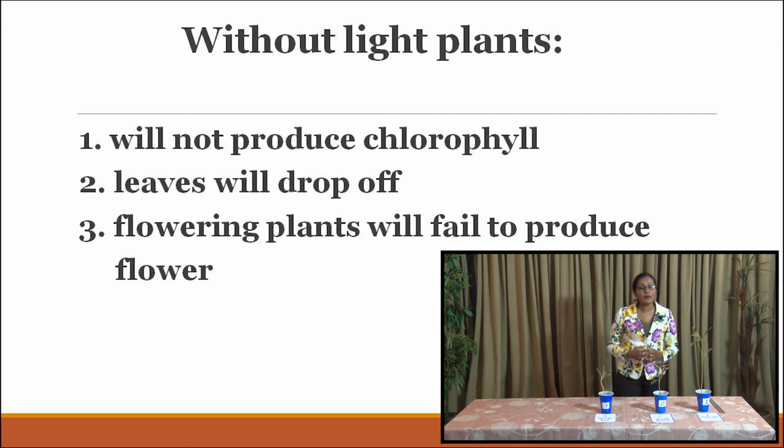What will happen to a plant without light? One, plants will not produce chlorophyll, and chlorophyll is the green part that traps the energy from the light. Two, the leaves will start to droop or drop off. And three, the flowering plants will fail to produce flowers. And when they fail to produce flowers, you will not get fruits from them.